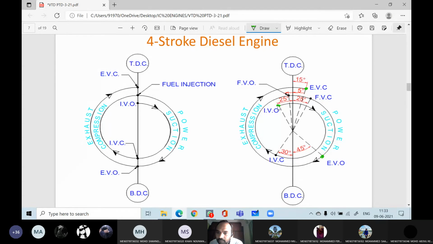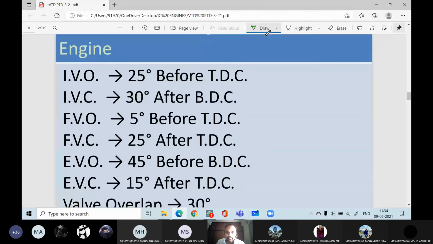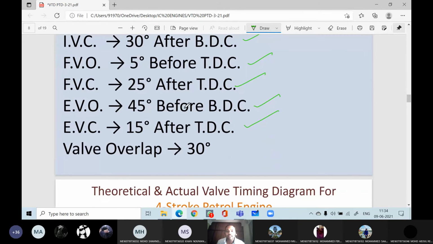Yes. Right. So this is about the diesel engine. The inlet valve opens 25 degrees before and closes 30 degrees after. You need to remember these angles because they are very important from the exam point of view. The fuel valve opens 5 degrees before and closes 25 degrees after. The exhaust valve opens 45 degrees before BDC and closes after TDC.